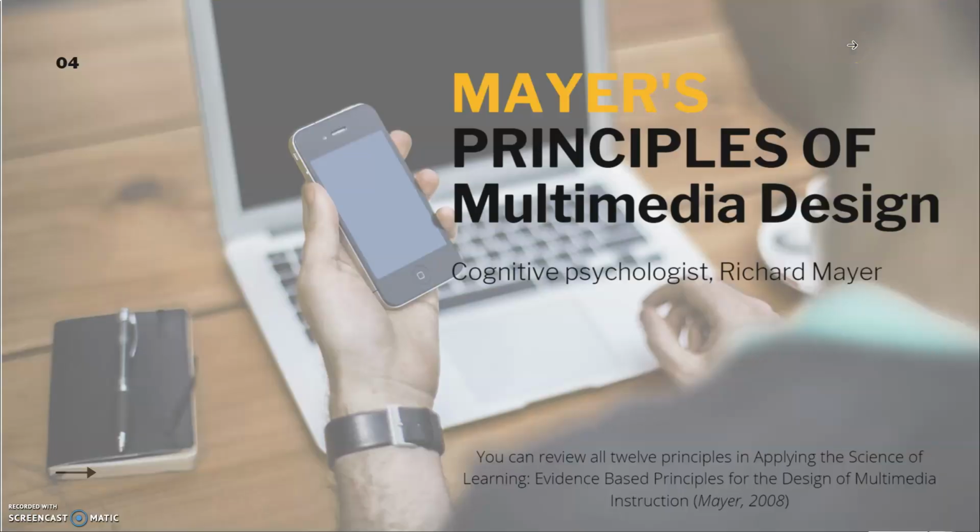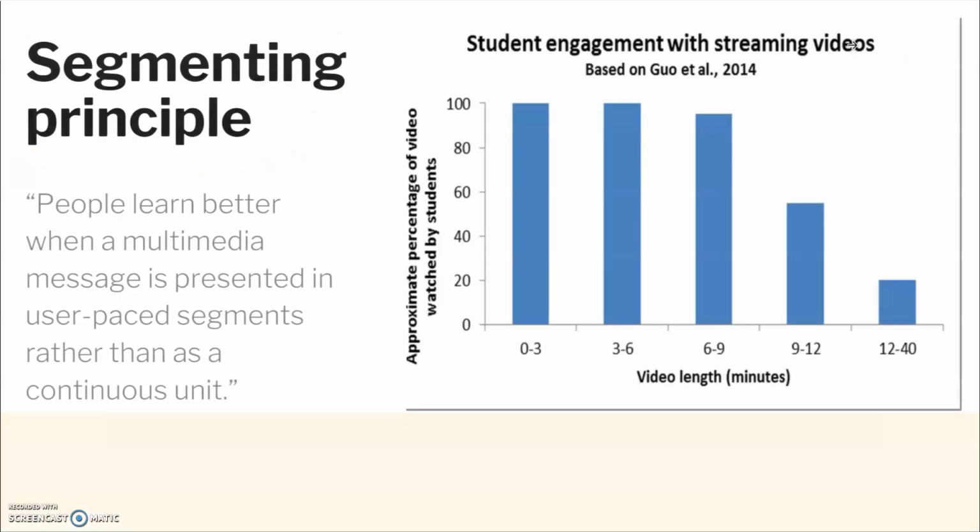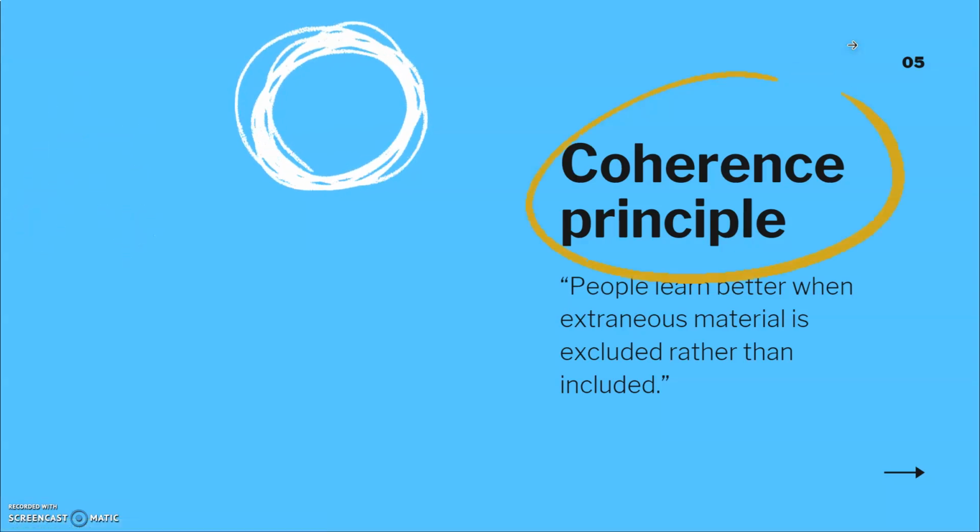Now we're going to proceed to Mayer's principles of multimedia design. There are actually 12 principles, but we're just going to discuss a few of them in this video. The first principle is the Coherence Principle, which states that people learn better when extraneous material is excluded rather than included.